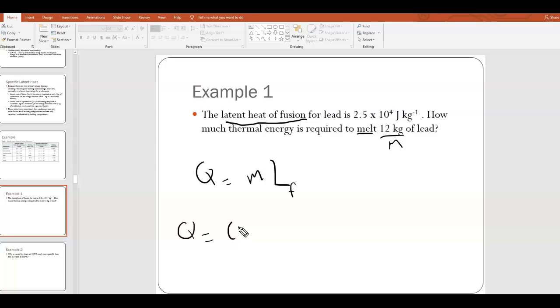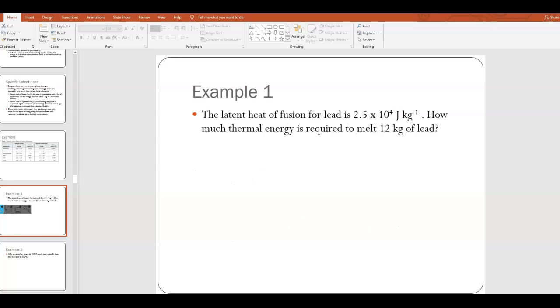Q equals the mass, which is 12, times 2.5 times 10 to the 4. And if you just type that into the calculator, you should get 300,000 joules. Okay, so quite a lot of heat to melt this bit of lead. Okay, so that is example 1.